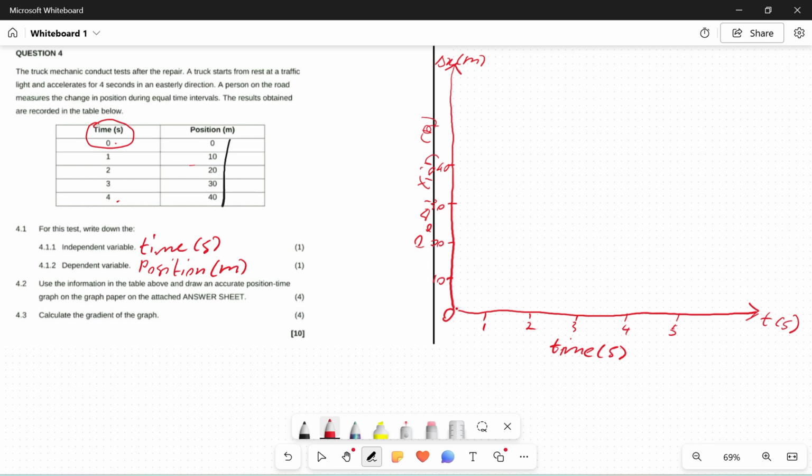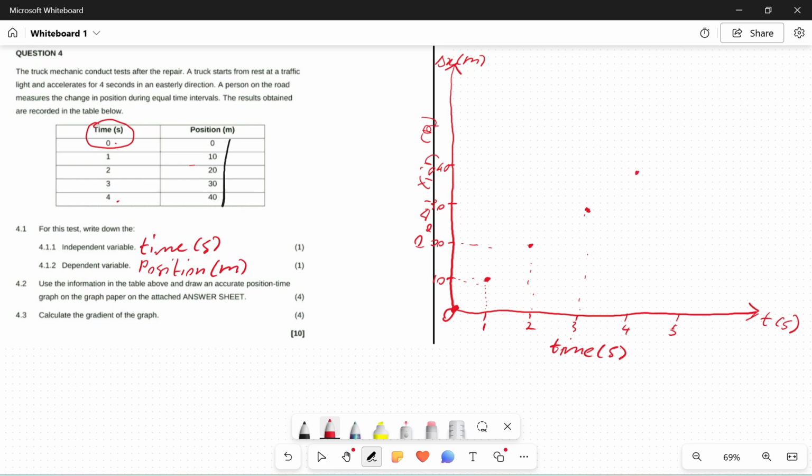0 corresponds with 0, so it should be here on the origin. And then 1 corresponds with 10, so I will have another point here. And then 2 corresponds with 20, so this point will go with 20. And then 3 corresponds with 30, so this point will be here, and then 4 corresponds with 40. So my 4 is here, and there's my 40.